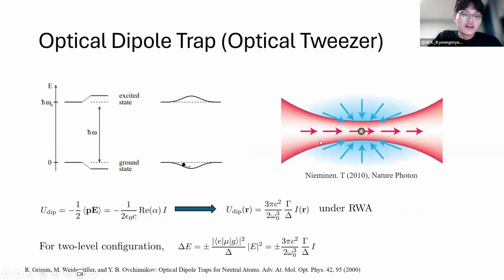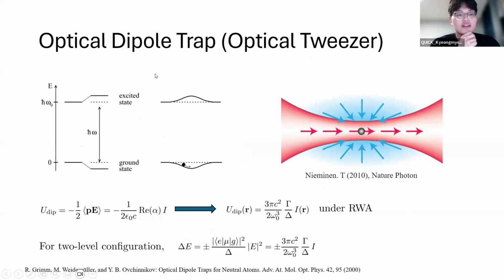And with that cloud of atoms, we want to trap the atoms onto a laser called optical tweezers. And later in the experiment, these tweezers will be moved dynamically so that if there is an atom in the tweezer, the atoms can be controlled individually. And this is also known as the optical dipole trap.